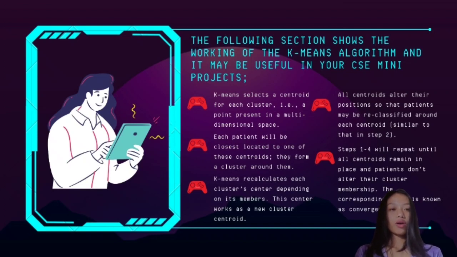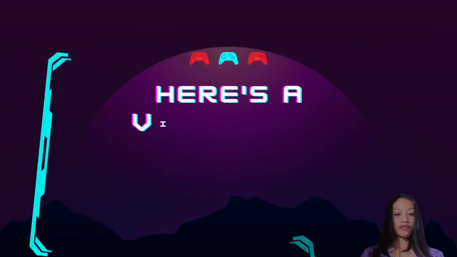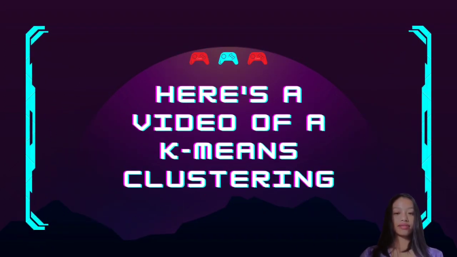Step 4. All centroids alter their positions so that patients may be reclassified around each centroid, similar to that in Step 2. And lastly, Steps 1 to 4 will repeat until all centroids remain in place and patients don't alter their cluster membership. The corresponding state is known as convergence. Here's a video of K-means clustering.